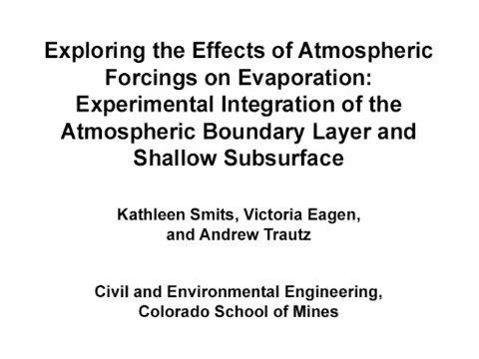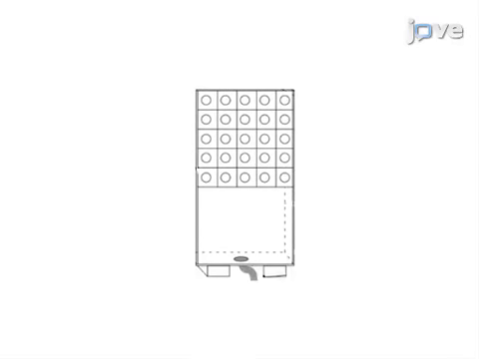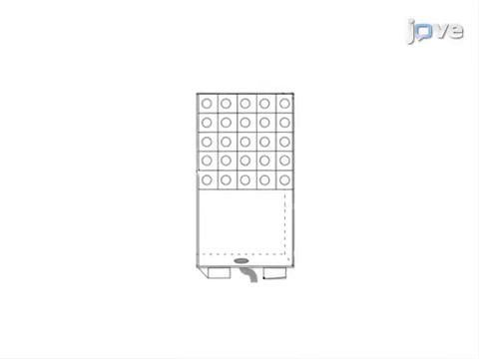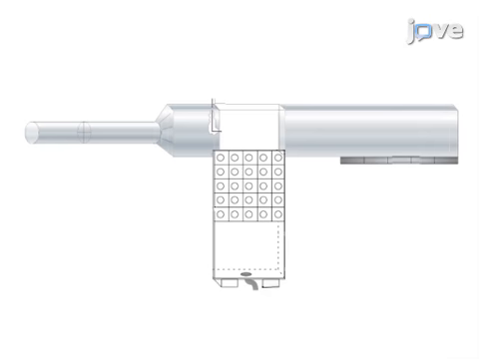The overall goal of this procedure is to develop a soil tank apparatus and associated protocol to experimentally study the effects of atmospheric forcings on evaporation. This is accomplished by first constructing a two-dimensional bench-scale soil tank. The second step is to construct a climate-controlled wind tunnel apparatus that interfaces with the soil tank.